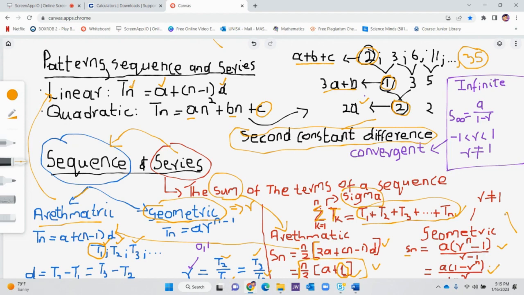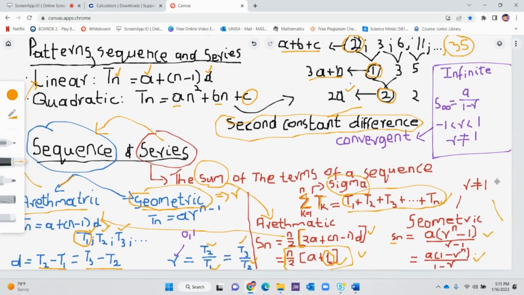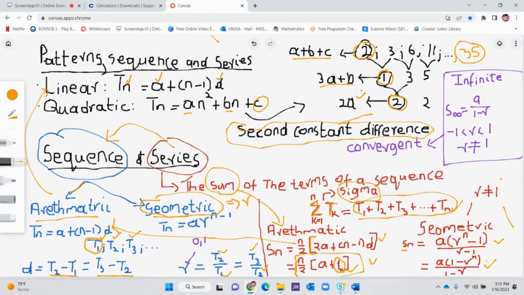You decide. But notice that r should never be equal to 1, because then you would have 1 minus 1 in the denominator, creating a division by 0, and we know that's an error in mathematics. And then the last formula to learn is what we call an infinite series. It's S infinity equals the first term a divided by 1 minus r.